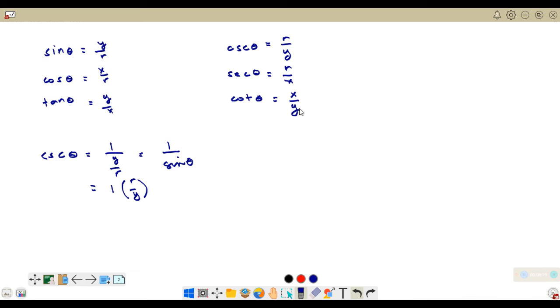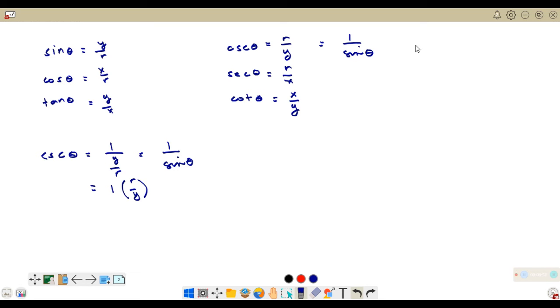So, reciprocals lang naman sila. So, 1 over their reciprocal. Okay? So, 1 over sine theta for cosecant theta, 1 over cosine theta for secant theta, and 1 over tangent theta for cotangent theta. Now, what do we have to take note of when getting these reciprocals? So, 1 over sine theta.